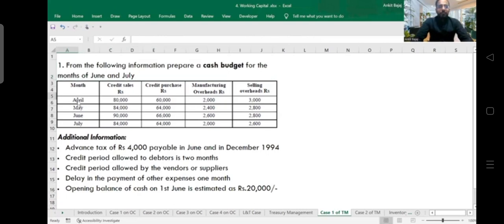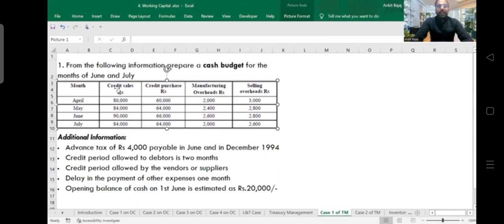Here months are given: April, May, June, July. 4 months are given here. And if you see, credit sales data is given, then credit purchase data is given. Then manufacturing overheads are given here, then selling overheads are given here. Apart from this, additional information is given.